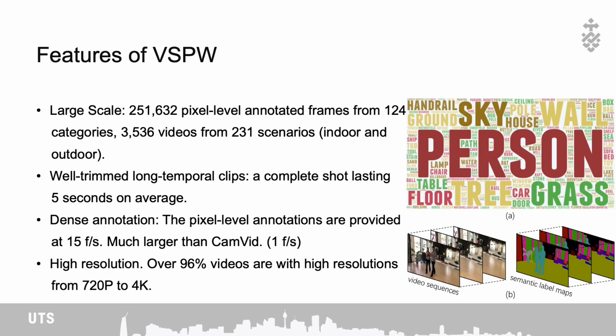In a word, VSPW is a large-scale dataset, and it has well-trimmed long temporal clips, and the temporal annotation is dense. The pixel-level annotations are provided at 15 frames per second, and the videos from VSPW have high resolution.